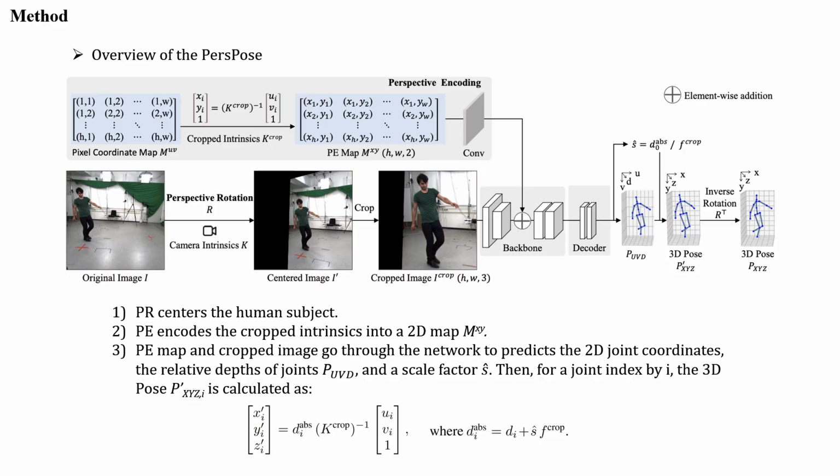This PE map MXY and the cropped image iCrop are processed separately through different convolution layers and then added together element-wise. The fused features are passed through a backbone network, and a decoder predicts the 2D joint coordinates and the relative depths of joints PUVD, as well as a scale factor as height. These outputs are used to compute the rotated 3D pose P', which corresponds to the centered image. Finally, the inverse rotation is applied to get the 3D pose for the original image.